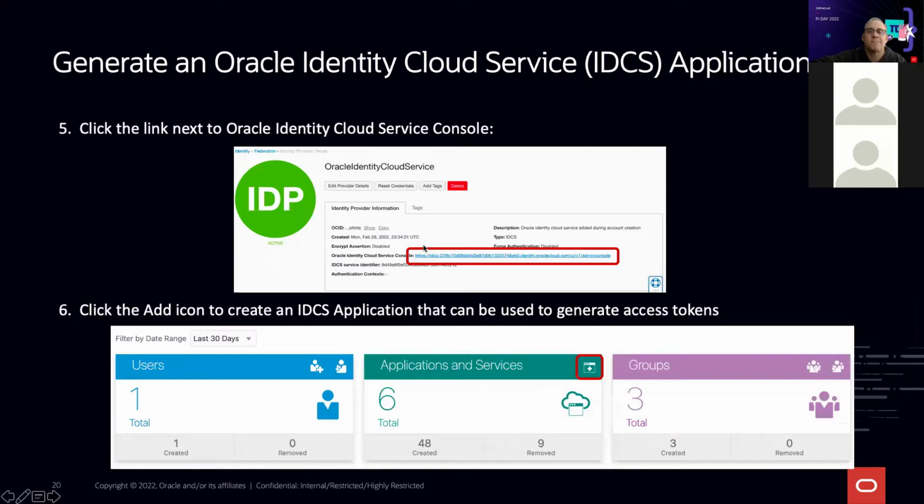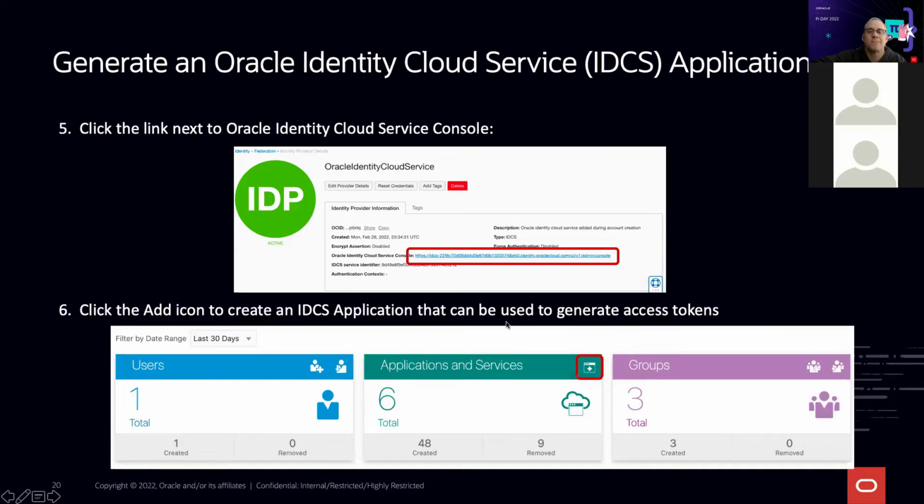And once you click this link right here, you will actually open the console for the Identity Cloud Service instance that's associated with your tenancy. Once you open that link, you'll be brought to the main console page of the Identity Cloud Service instance. And that will bring you to a page that has a section that looks like this piece over here at the bottom of this slide. And you'll see applications and services.